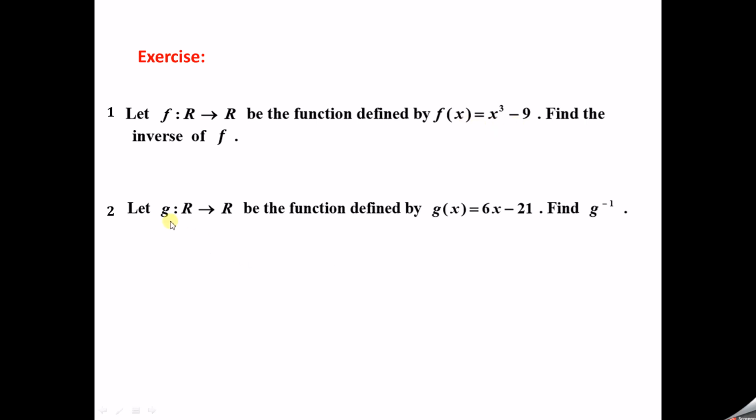In the same way, let g be a function from R to R defined by g(x) equal to 6x minus 21. Then find g inverse. You take the condition that g circle g inverse x is equal to identity. Whenever we want to find the inverse of any function, we always take the equation that f circle f inverse is equal to identity, or g circle g inverse is equal to identity. That means for any function and its inverse, if we take the composition, we get the identity function.